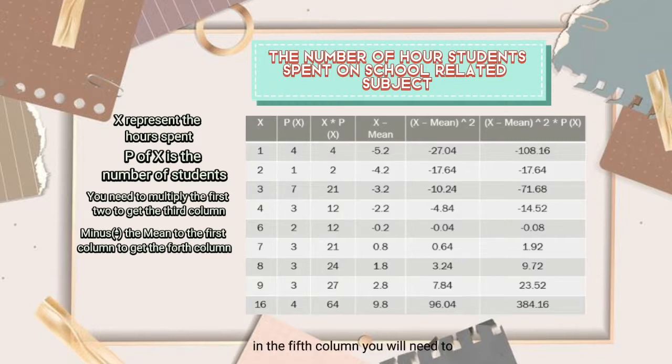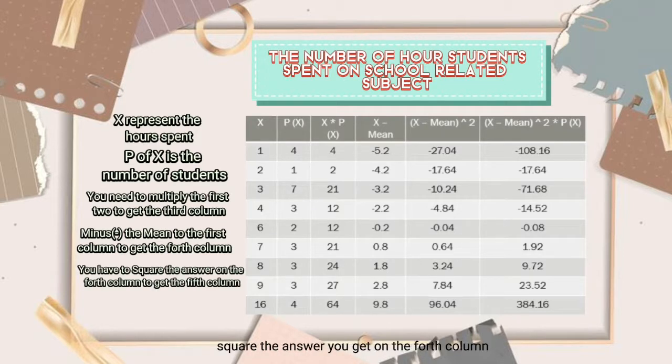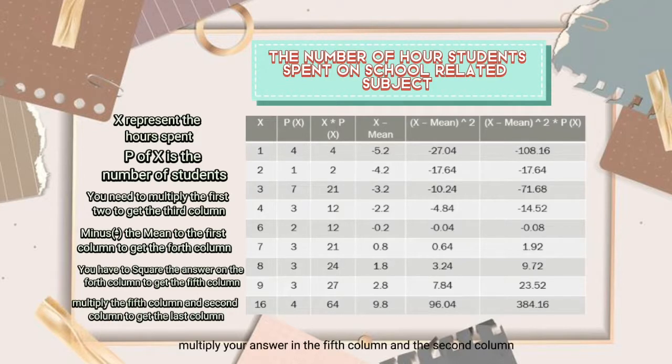In the fifth column, you square the answers from the fourth column. Negative 5.2 squared is 27.04, and negative 4.2 squared is 17.64, and so on. In the sixth column, you multiply the fifth column by the second column, which is 27.04 multiplied by 4, giving 108.16, and so on.